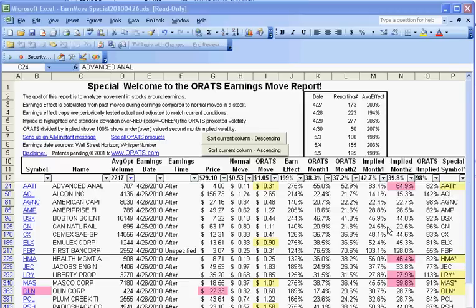Hi, this is Matt Amberson, the principal of ORATS, and today I want to use the Earn Move Report and Scanner to make some option trades in this busy earnings season.